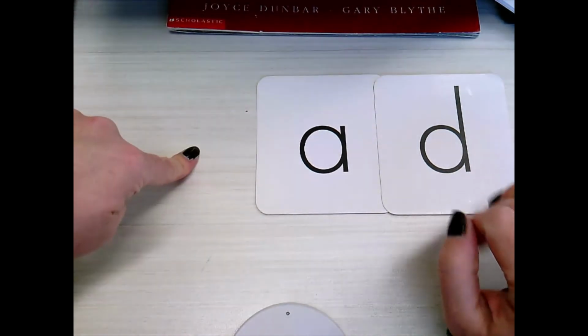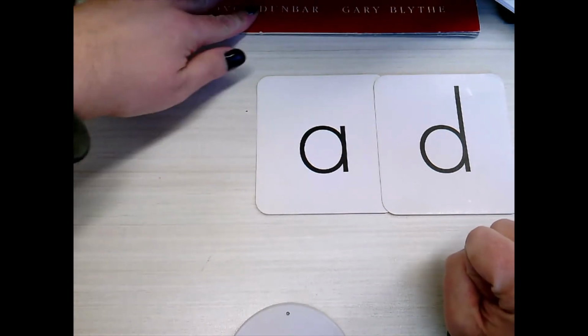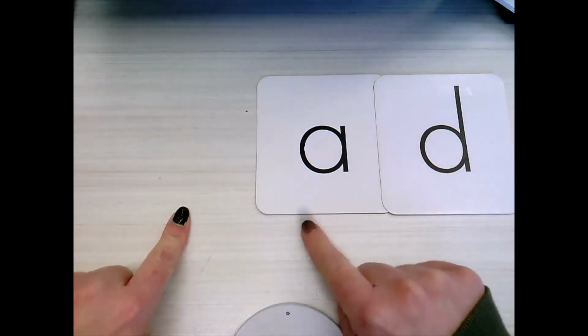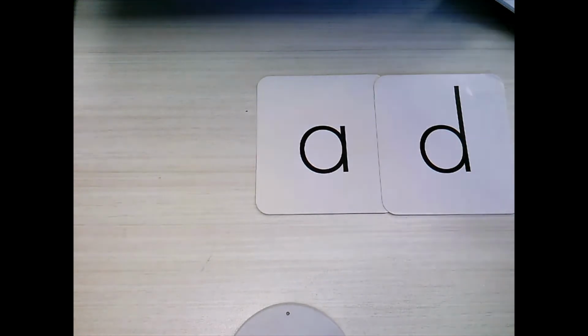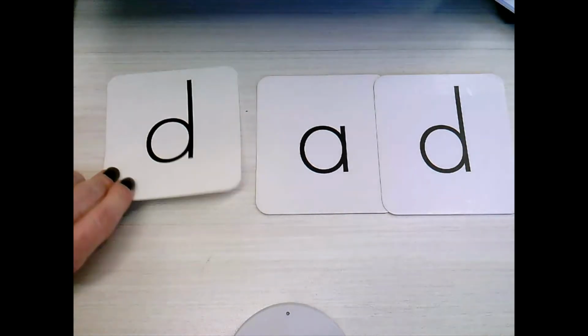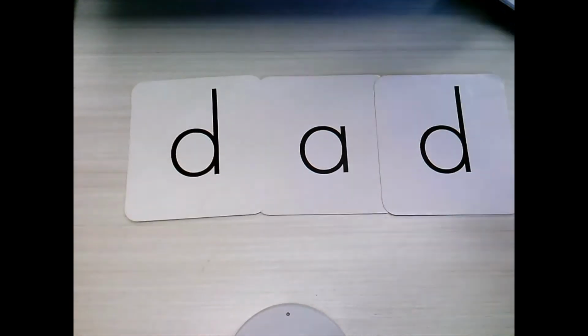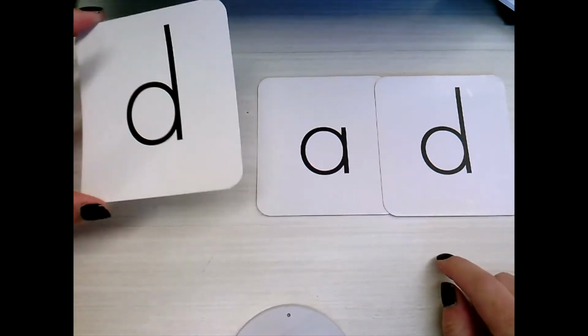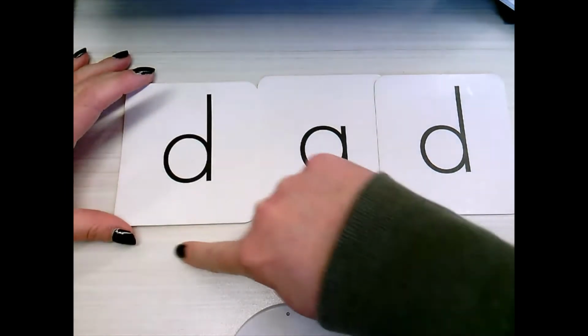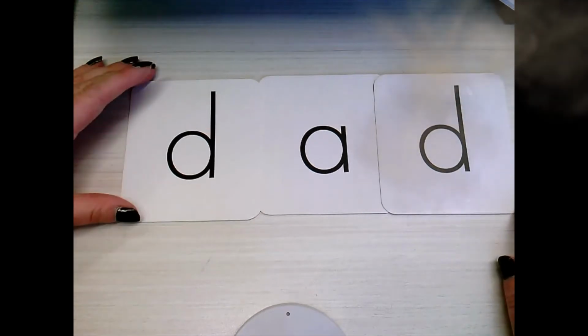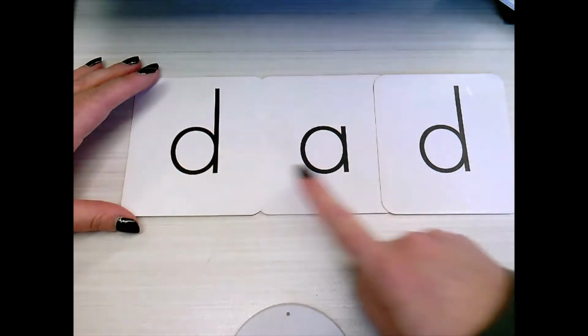What would I need to put here if I wanted to make the word dad? Add. I would need the letter D, just like that. So let's try blending this. Add, dad. There's the word dad. Let's spell it. D-A-D.